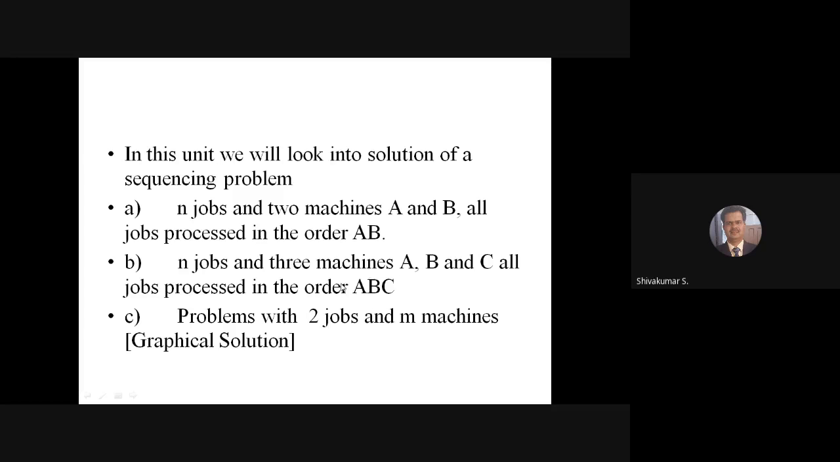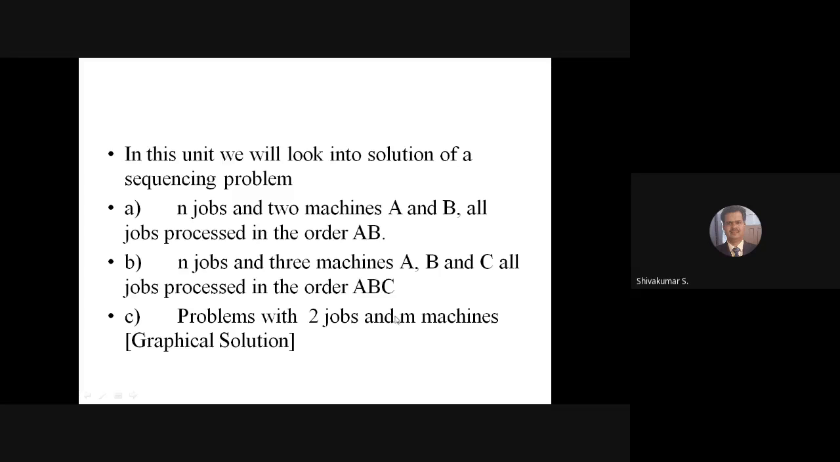I told you that if sequencing is not given, then you have to take A, B, C by default. Sometimes in the question paper, they may give the order as BAC or CAB, or even BA also. Problems with two jobs and n machines: sometimes you may have only two jobs, but multiple machines.